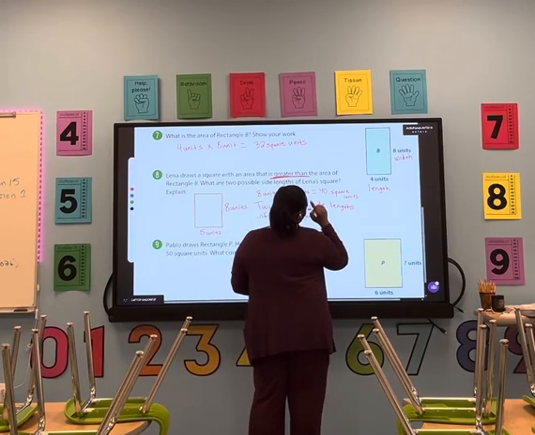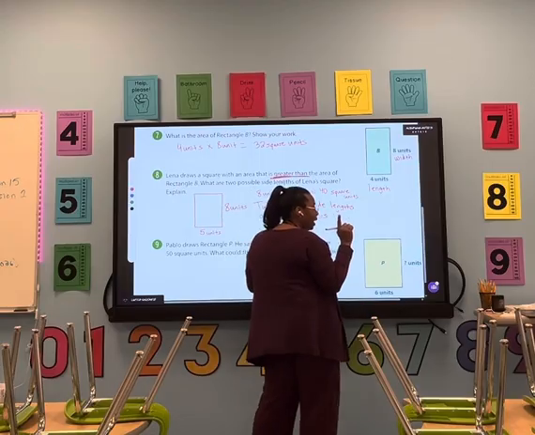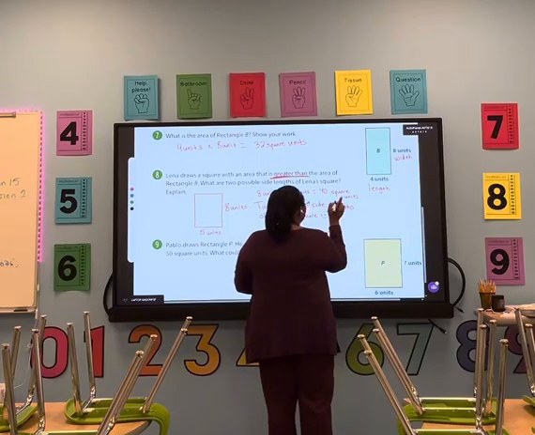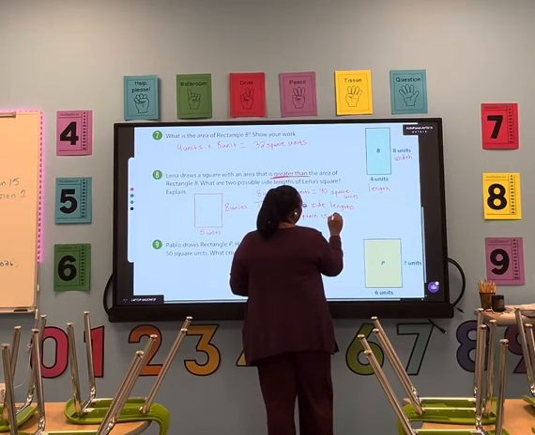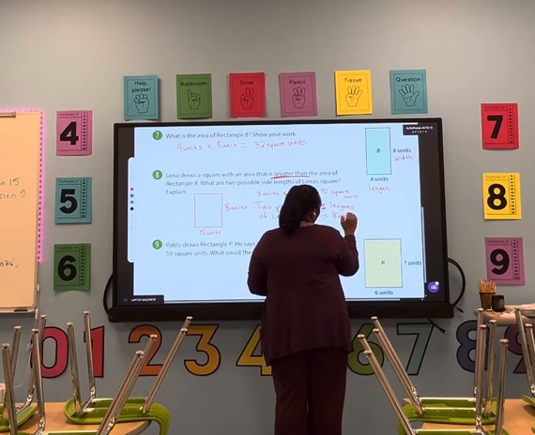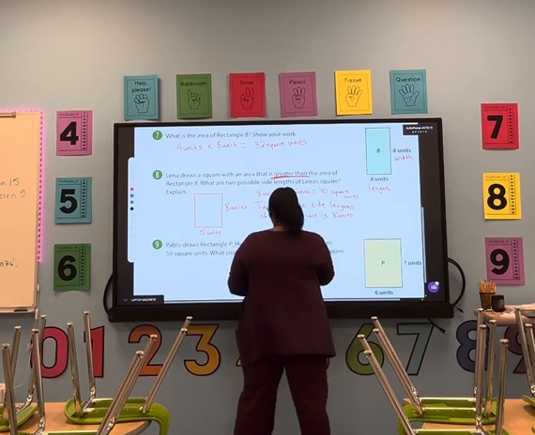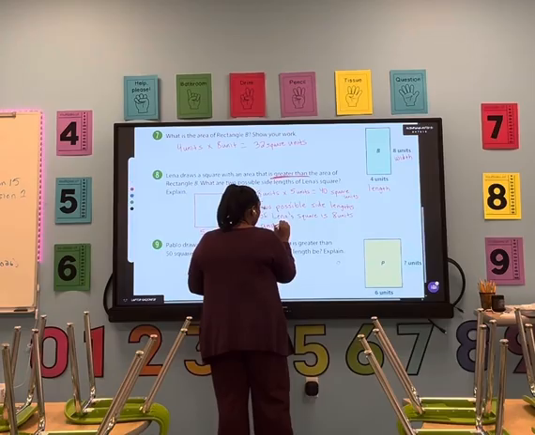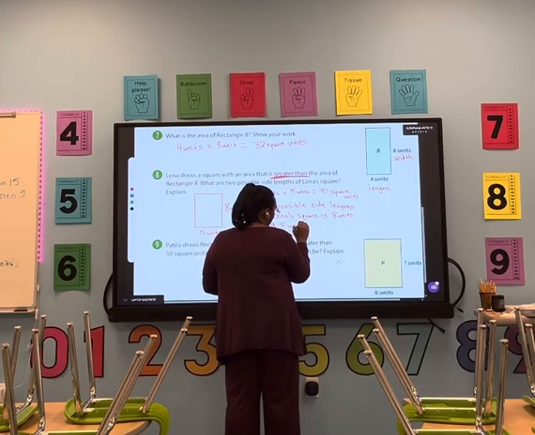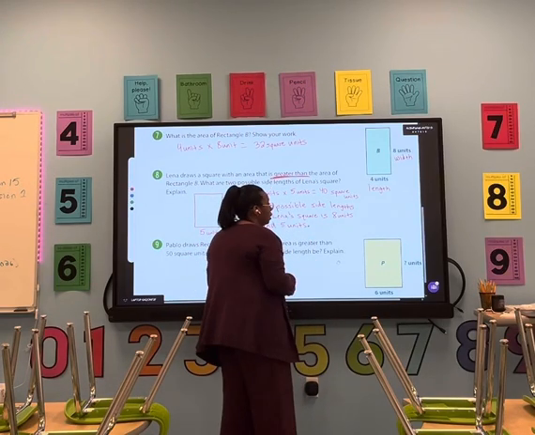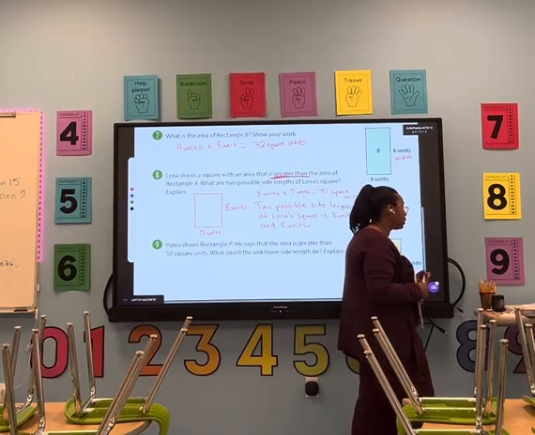Okay, Ms. Newman is thinking. She caught something and she's thinking. But I'm going to finish writing this. Is 8 units and 5 units. Okay. So Ms. Newman wrote that as 2 possible side lengths.